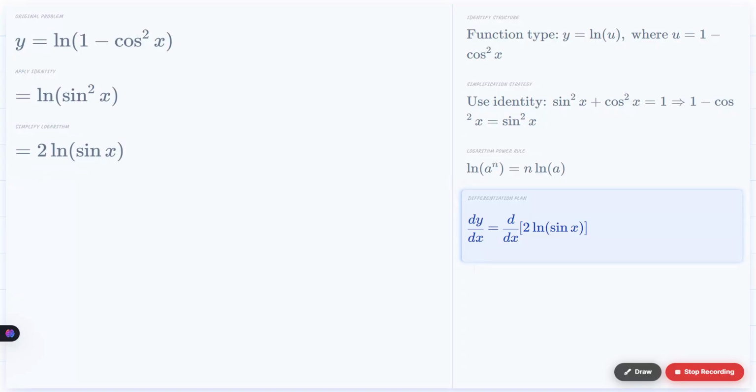We prepare to find dy divided by dx of 2 times natural log of sine x. We do this to start finding the derivative. This tells us how the function changes.